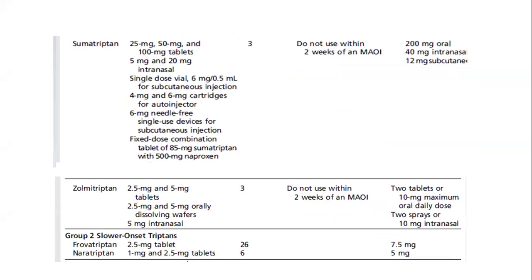Sumatriptan, as all of you know, is also available in a subcutaneous injectable preparation. Zolmitriptan, again, 2.5 mg and 5 mg tablets are available. Even a nasal spray is also available. And other very slow onset triptans are frovatriptan and naratriptan.